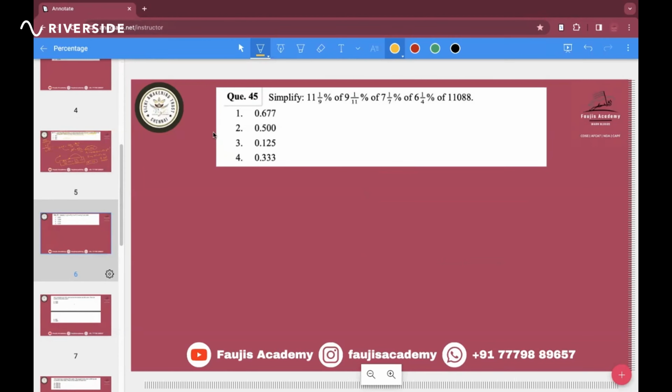Somebody asked me how a fraction written in this form, a mixed fraction, can be converted. To convert this type of mixed fraction, you multiply this with this. That means 11 into 9 plus the numerator, divided by the denominator. So 11 and 1 by 9 can also be written as 11 into 9, 99, plus 1, 100 by 9.